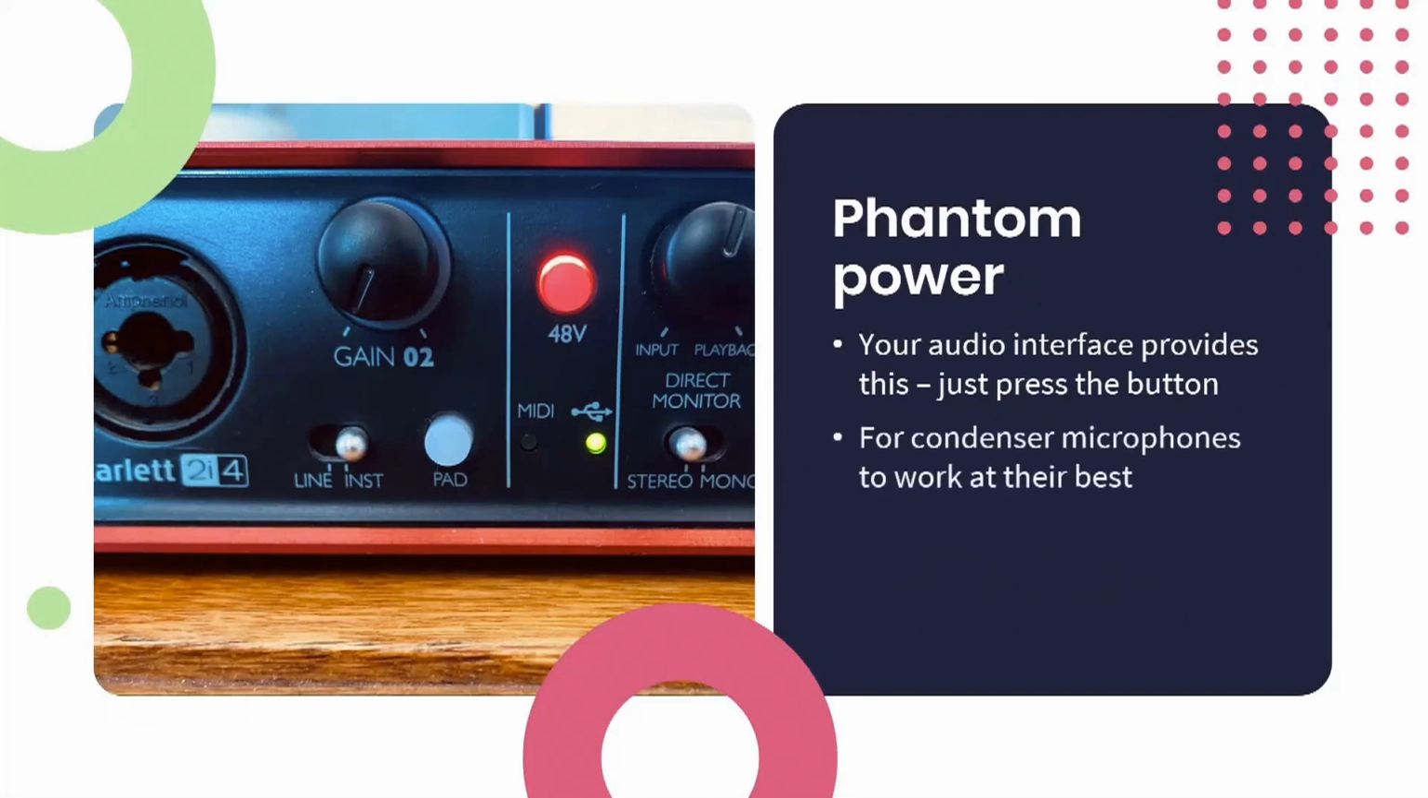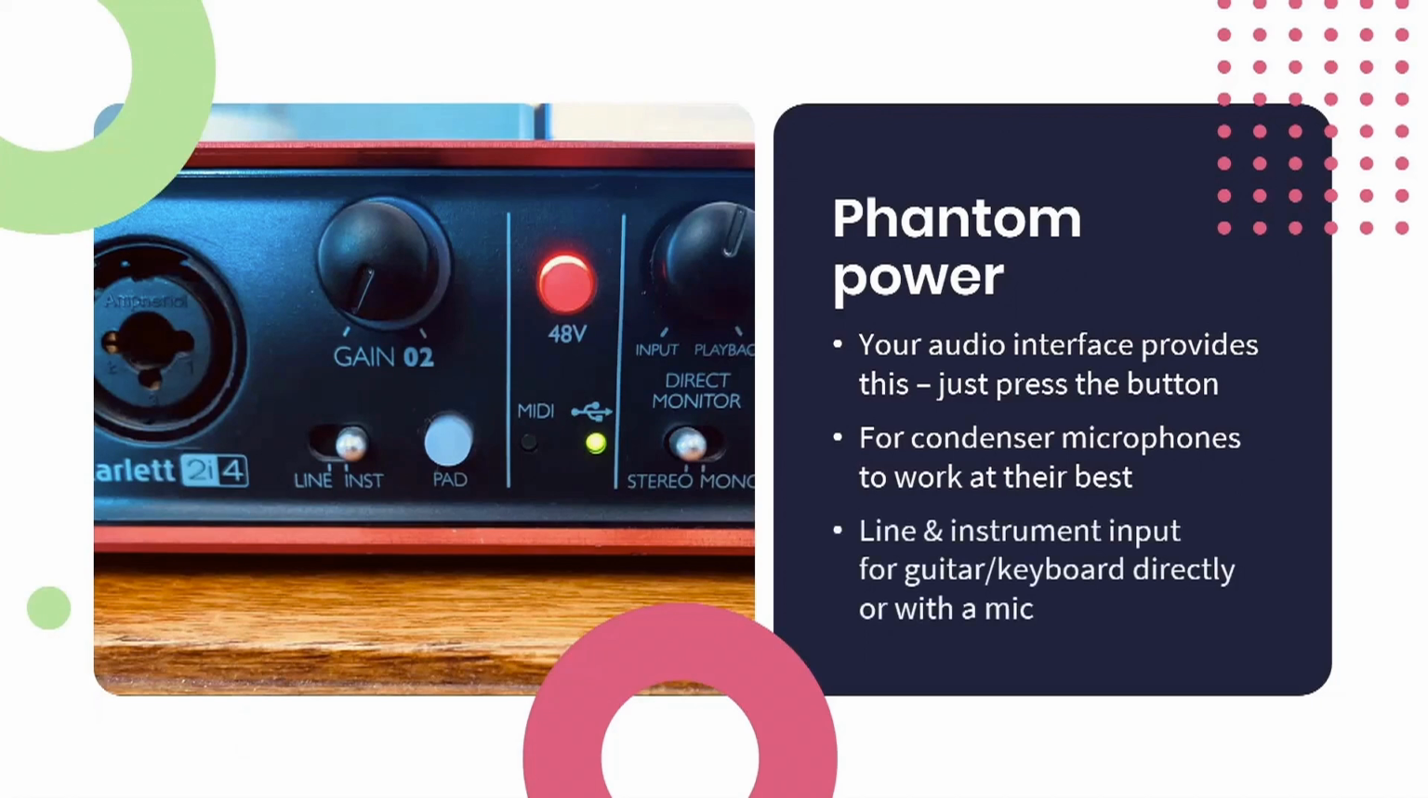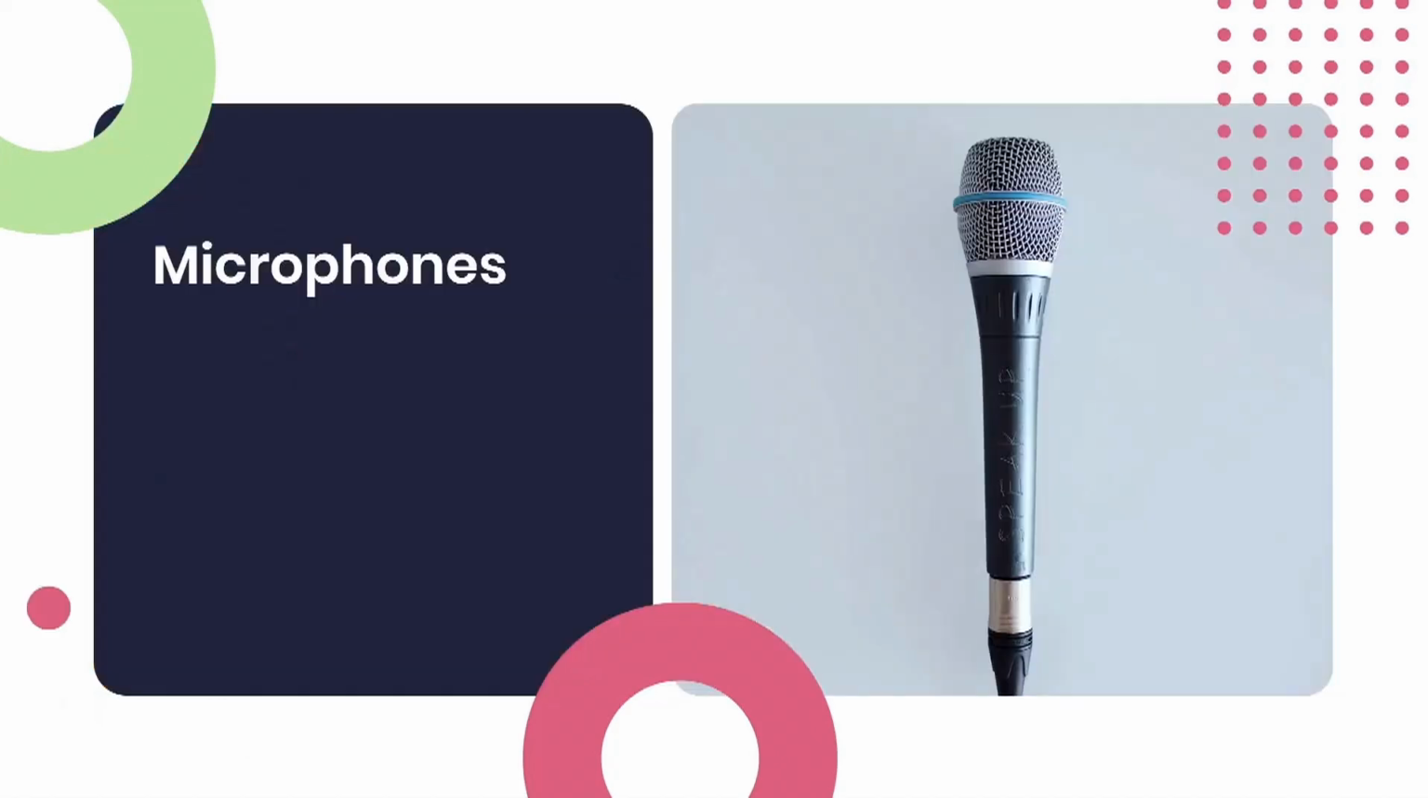There is a Focusrite Scarlett 2i4 audio interface in this image. As you can see, you have the phantom power option for your condenser mics and can also choose between the line or instrument. Line is for when I plug my microphone in, and instrument is for when I plug my electric guitar in.